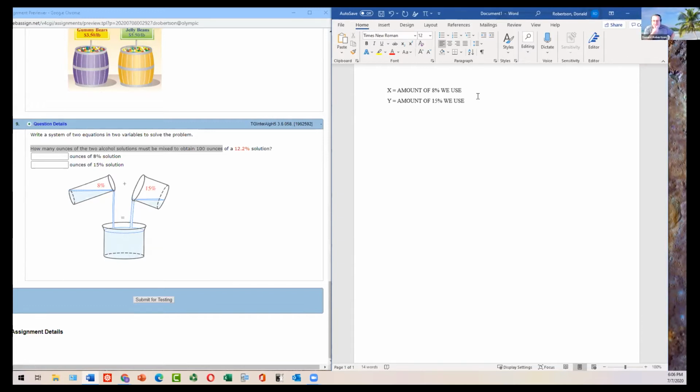Oh, I see what you've done there. That's part of the second answer, but it's not part of this one. I can see, I get your idea, right? Your 0.08 and your 0.15, that's going to come in, but not right now. Because we're talking about a total of 100 ounces.